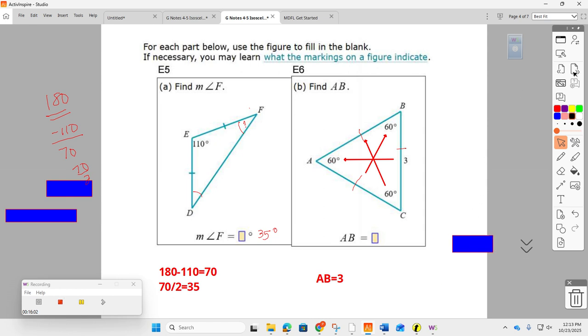So far, so good? Anybody have any questions? Because if all 3 angles are congruent, now we know all 3 sides are congruent, right? So if there were just two angles congruent, we would know that the opposite sides have to be congruent. But we know that all 3 are congruent, so that means all 3 sides also have to be congruent. Yes, good question.